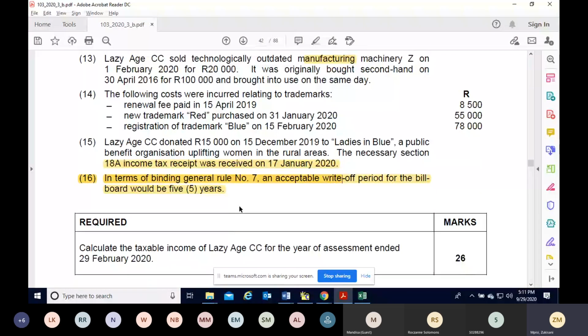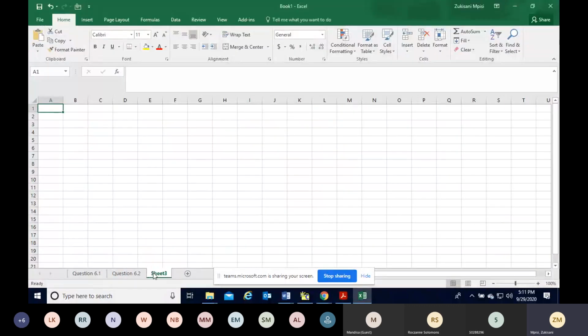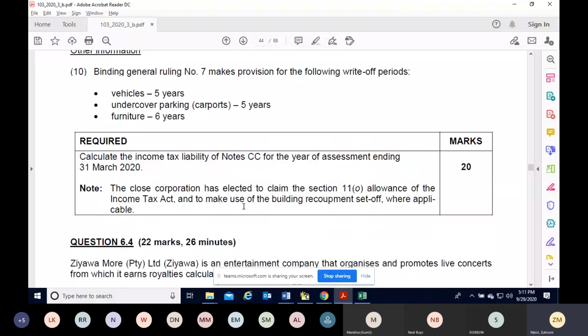Let us quickly look now at question 6.3. Question 6.3 is now looking more at immovable assets. So let us quickly look at question 6.3. What are we asked to do? Income tax liability.